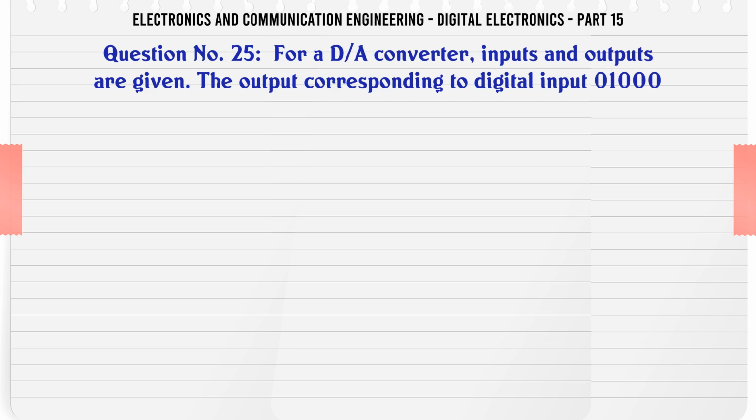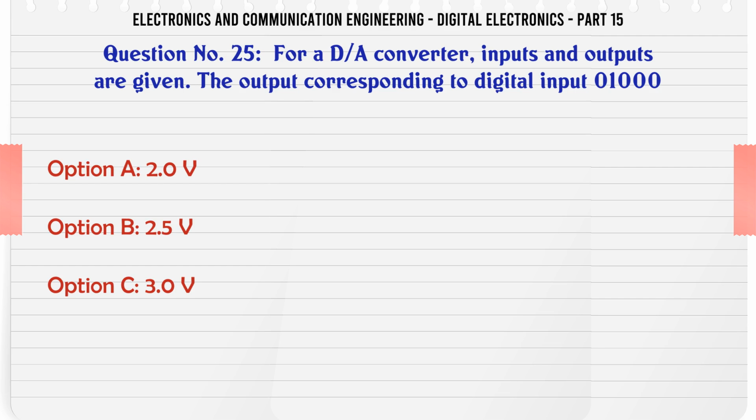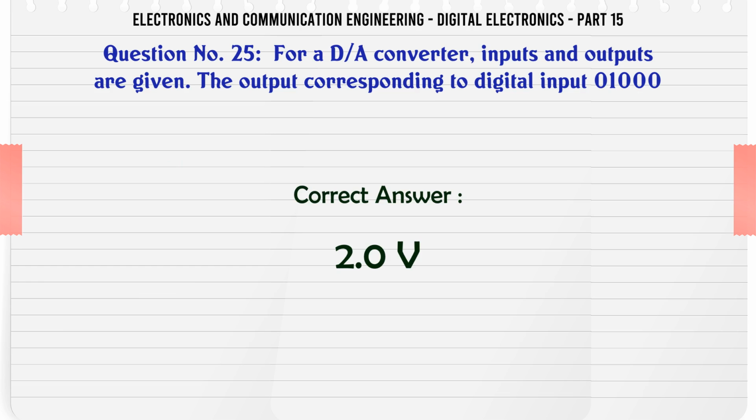For a DA converter, inputs and outputs are given. The output corresponding to digital input 01000: A. 2.0V, B. 2.5V, C. 3.0V, D. 4.0V. The correct answer is 2.0V.